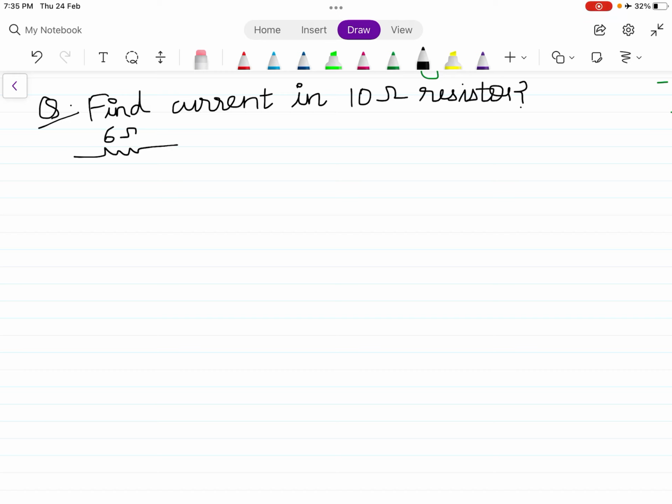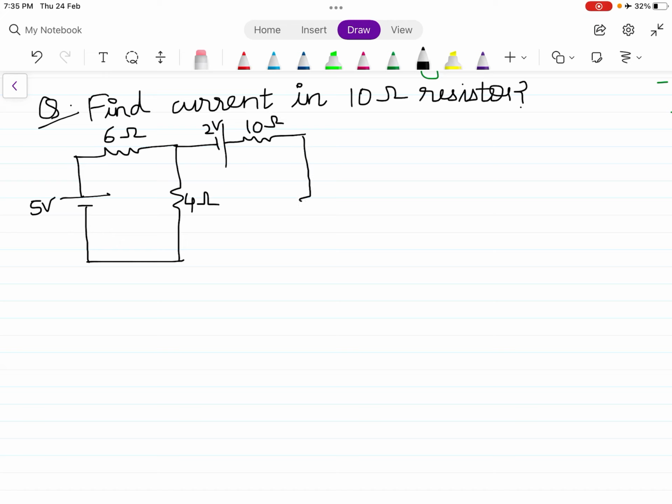So this is 6 ohms. This is 5 volts. 4 ohms. This is 2 volts. 10 ohm. 15 ohm. 5 ohm. This is 20 volt.